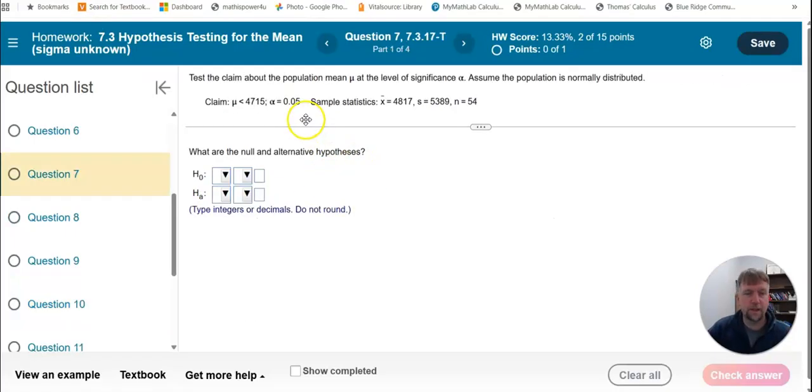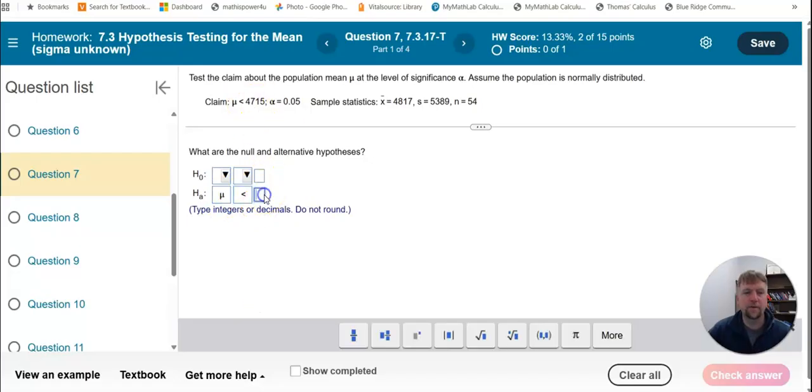All right, just for the practice, let's do one more. This one has us actually do the setup. This claim is strictly less than. That's the alternate hypothesis. So that's the mean is less than 4715. Once you have the claim that you're given, the alternate is going to be the same parameter, so it's also going to be mu. Flip this around, so it's less than. Flip around, I'll have a greater than or equal to.